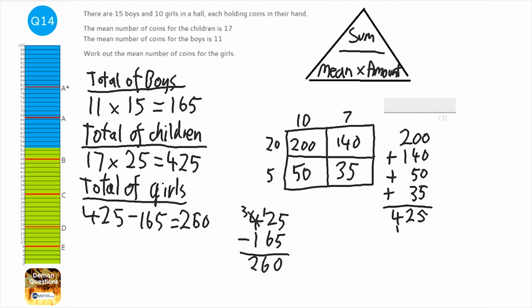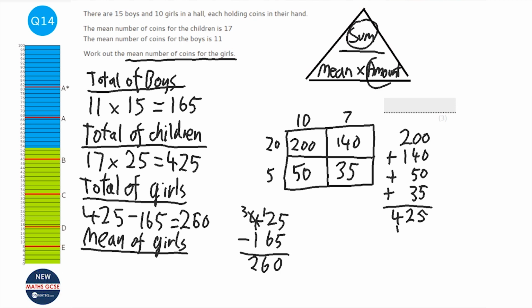But it's asked for the mean number of coins for the girls. So mean of girls. And we just use the standard sum over amount. So we know that they add up to 260. And we know that there are 10 girls in total. So that's going to be 26.